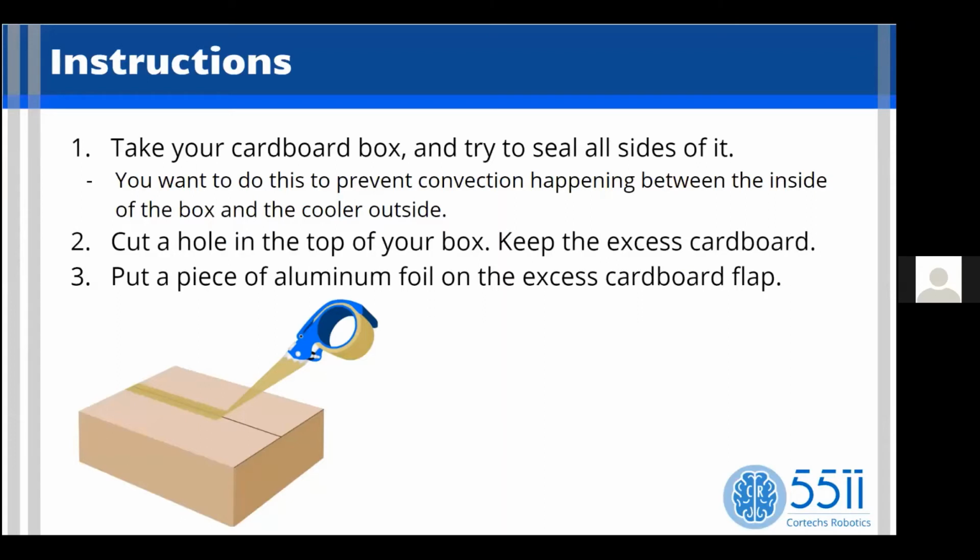Our next step is to cut a hole in the top of your box. Make sure to keep the excess cardboard. You want to attach a piece of aluminum foil on it for the next step. Then put that piece of cardboard with your aluminum foil sides towards the box onto one of the edges of your cardboard box.